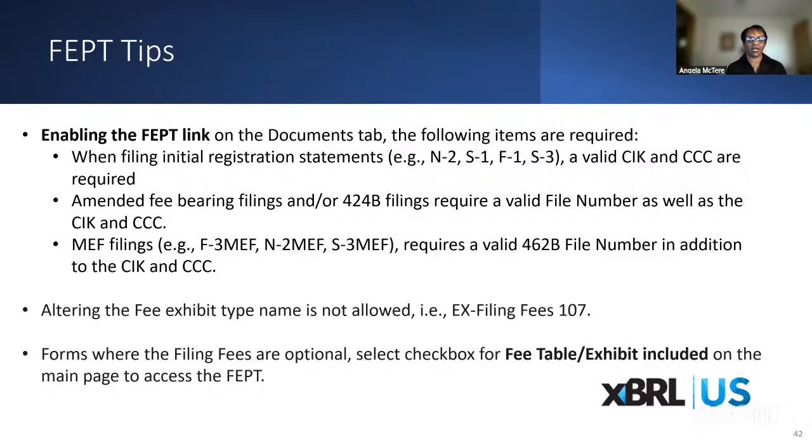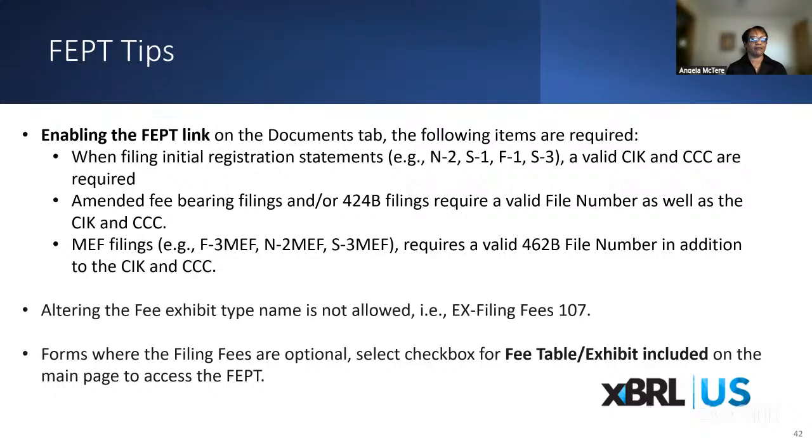Amended fee-bearing filings and, again, the Form 424B filings will require a valid file number as well as the CIK and CCC. Those MEF filings will require a valid 462(b) file number, again, in addition to the CIK and CCC. So this is information that was already required in the submission header. These are now definitely required in the fee table, okay?